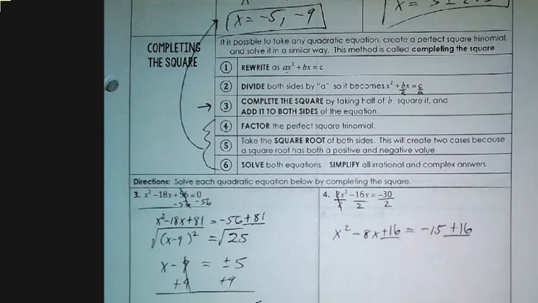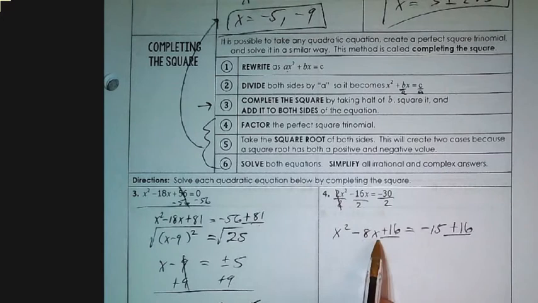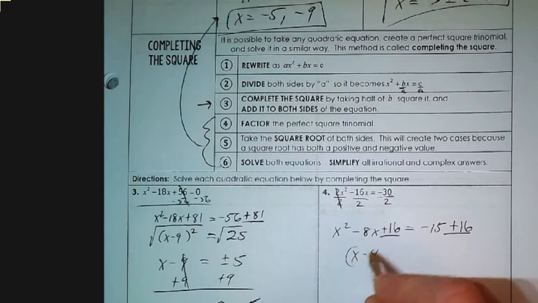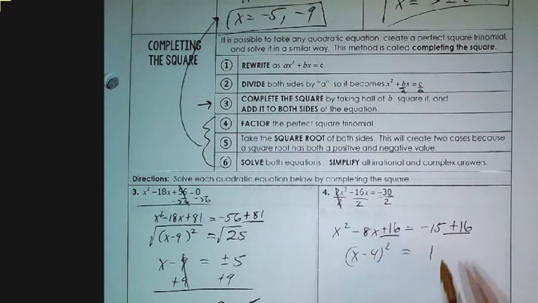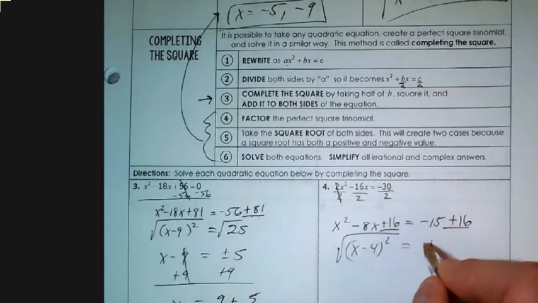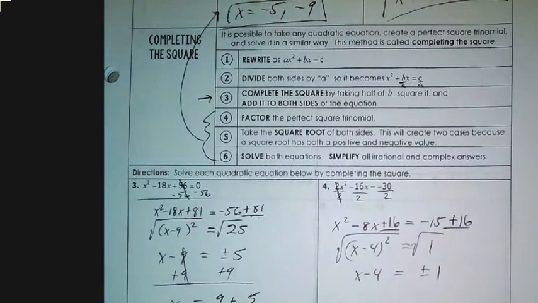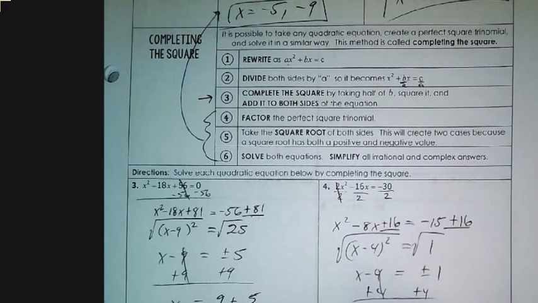Okay, now we're going to write the factored form of this perfect square trinomial. That would be x minus 4 squared equals 1. And this is going to work out nicely. Take the square root of both sides. So x minus 4 equals plus or minus 1. Add 4 to both sides. x equals 4 plus or minus 1, which simplifies to 4 plus 1 is 5, and 4 minus 1 is 3.